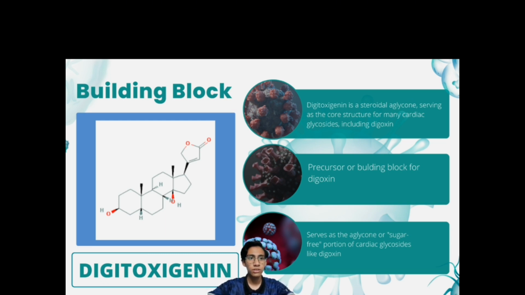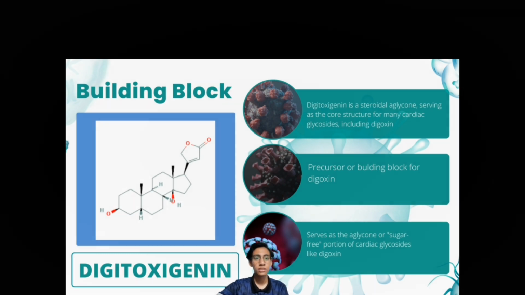It is a steroidal glycone serving as the core structure for many cardiac glycosides, including digoxin. On the other hand, digitoxigenin can serve as the aglycone, or sugar-free portion, of a cardiac glycoside like digoxin. The glycones of cardiac glycosides can be divided into two main groups, which are cardenolides and bufadienolides. We can see these two groups on the structure of digoxin.